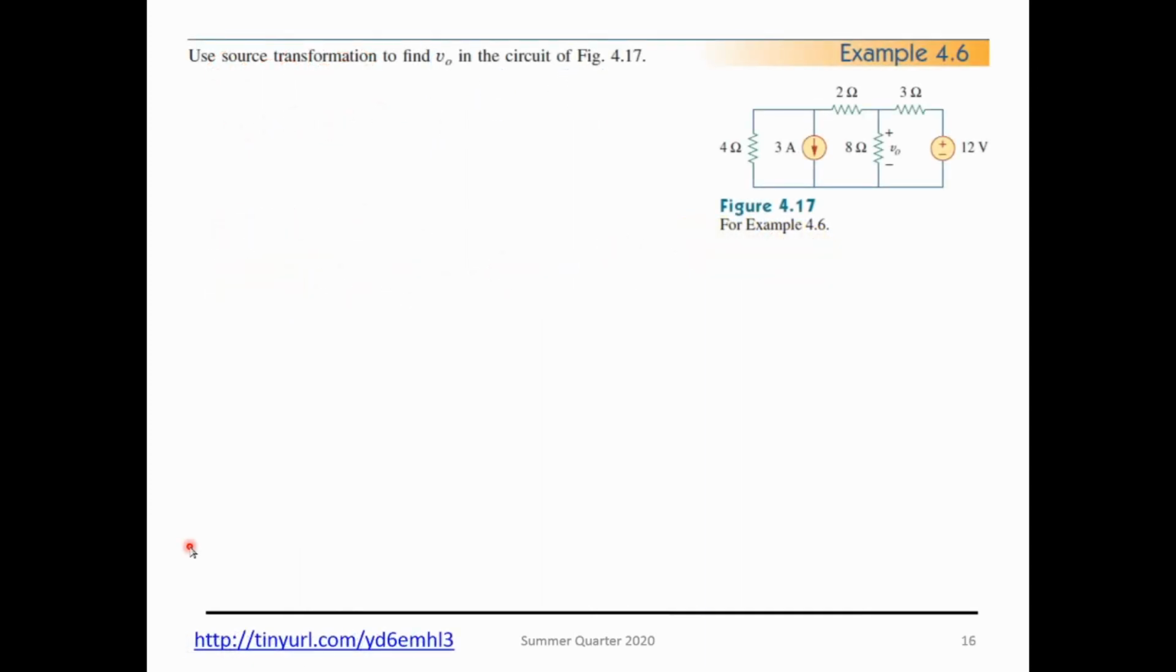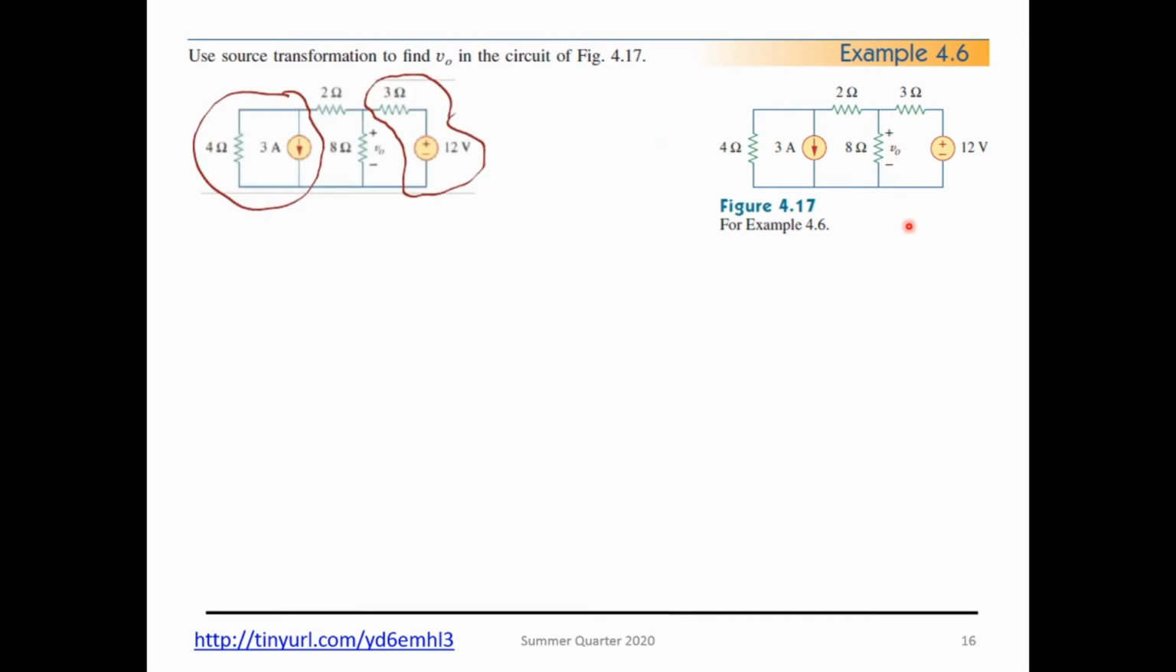And now we have just applying source transformation. What is the voltage that I get across the 8 ohm resistor? All right, so I have my circuit. Notice here that I can pick up this resistor and current source and apply source transformation, and the same thing with these two.